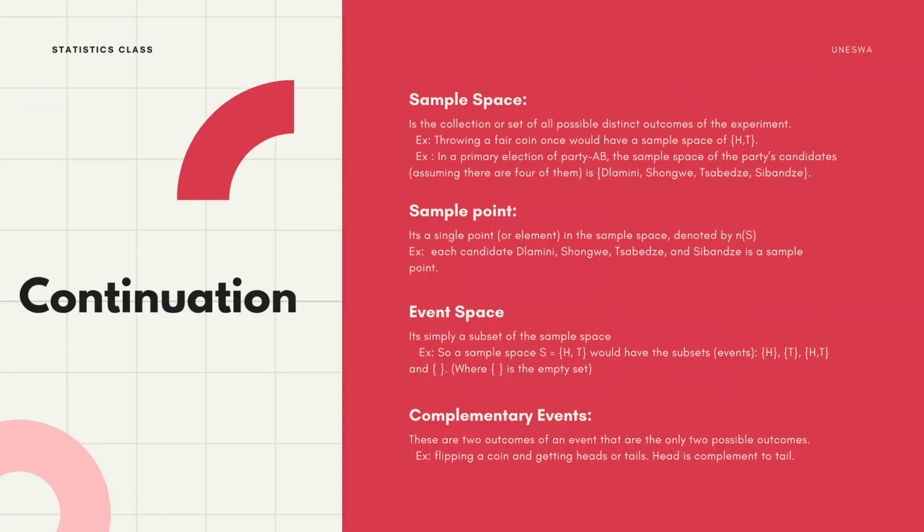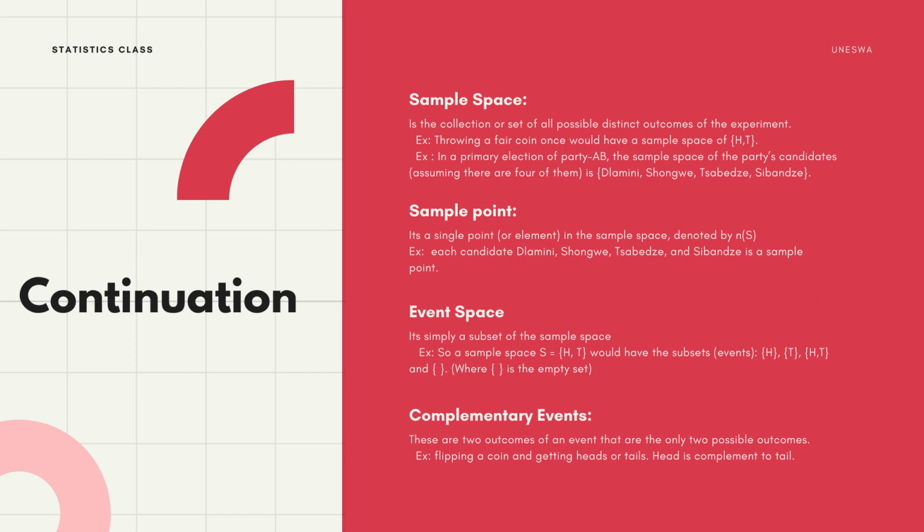Okay, as a continuation, just moving on to the next definition of what a sample space is. Note that a sample space of a random experiment is actually the collection or a set of all possible distinct outcomes of the experiment.